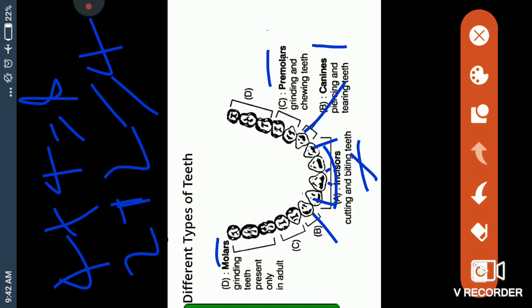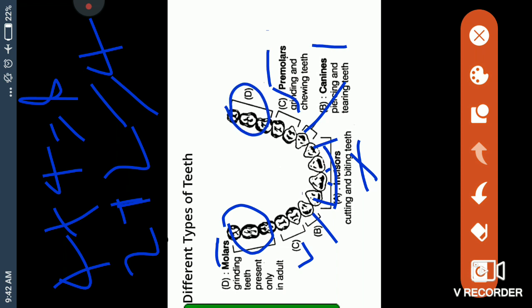And next to them, these are the premolars. They grind and chew the food. When we take the bite, they start grinding the food. They just make it smaller and simpler. And last, the grinding teeth, the molars, are present only in adults. These will not grow in a child.